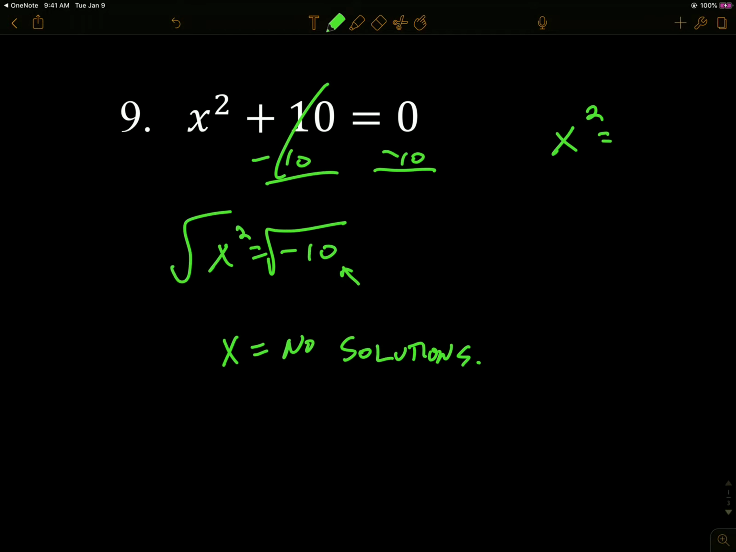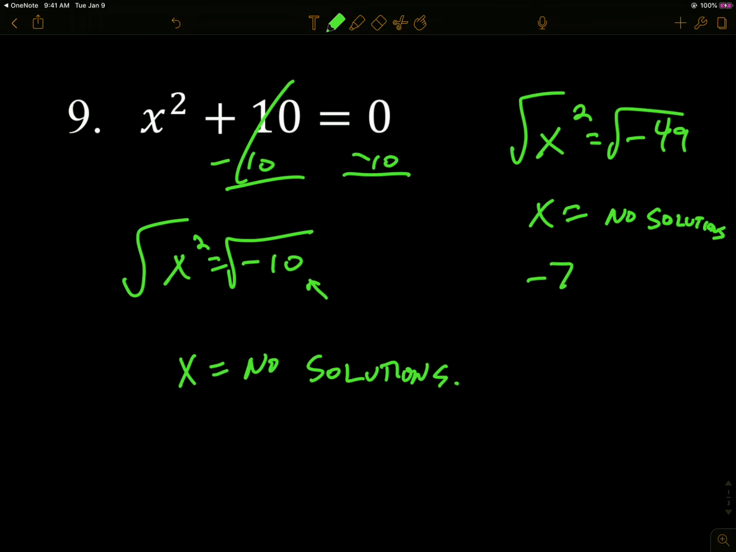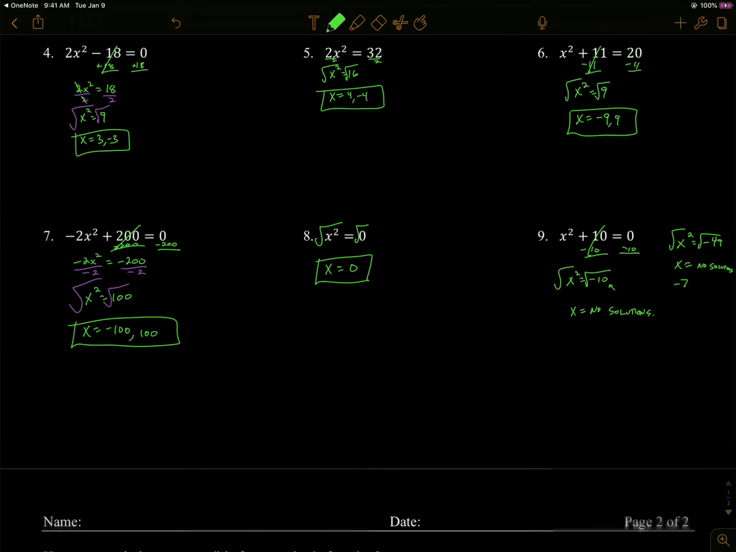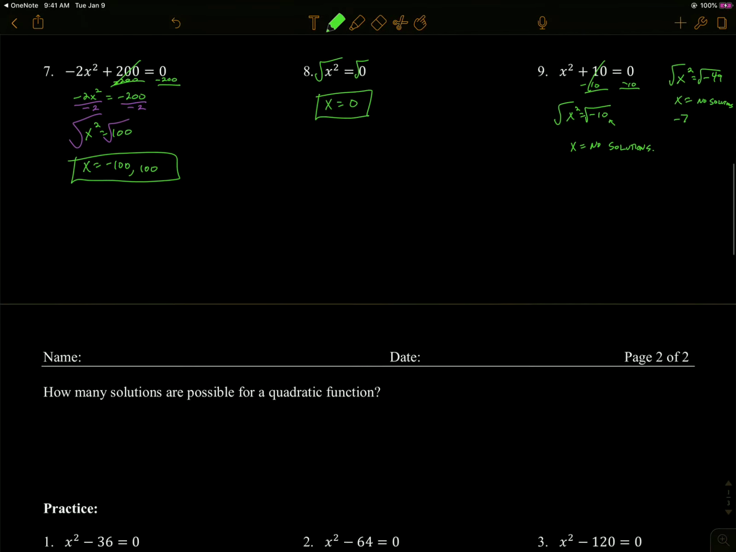Let's say we were trying to solve x squared equals negative 49. If you square root both sides, you get x equals no solutions. But if you wanted to say that it was 7 or negative 7, let's just start with 7. 7 is not a solution because 7 times 7 is 49, not negative 49. And negative 7 is not a solution because negative 7 times negative 7 is positive 49, which is again not negative 49. All right, so that's how we're going to solve these.